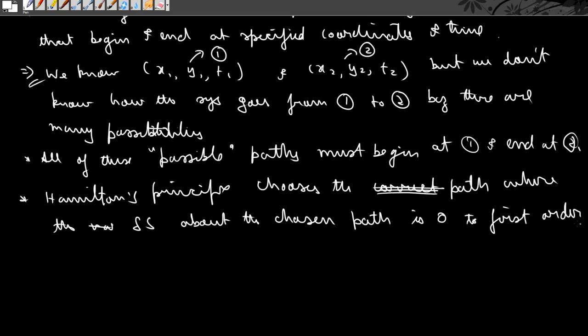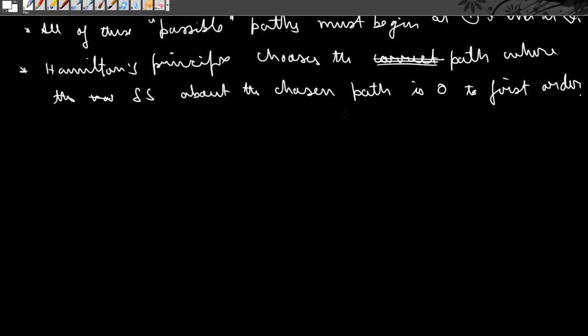What does this mean? It means out of all these possible paths, it chooses a path corresponding to the correct path, where about this path, if we calculate the variation of the action, that variation will be 0 to the first order in S. That is how Hamilton's principle chooses the correct path. Let us illustrate this using a diagram, and to get a better intuitive feeling, I am going to use two-dimensional Cartesian coordinates and the time axis, of course.